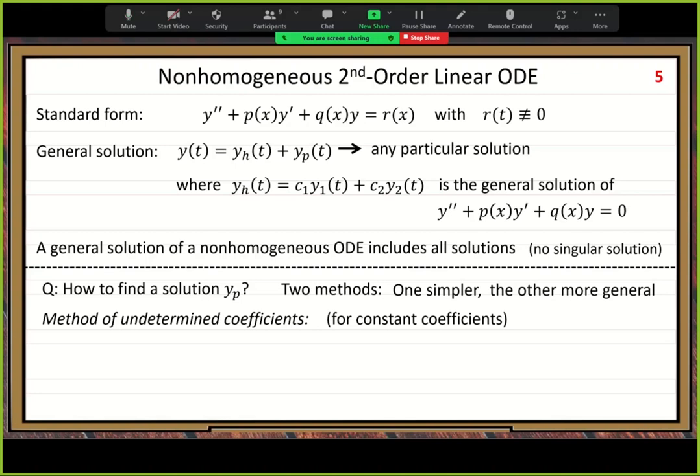So here, let me write the simplified form. Now this R function should be special functions. Then we can apply this method. If the R function is very bad, then we cannot apply it. The R function must be several special, nice functions.